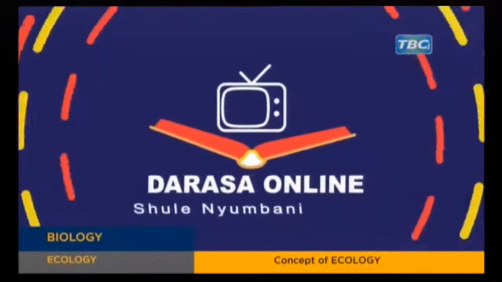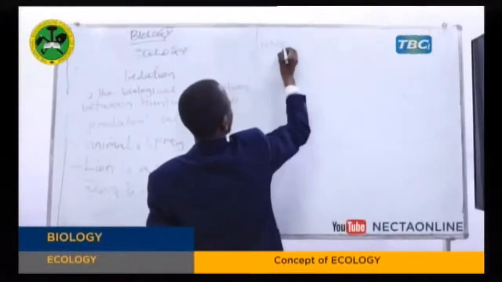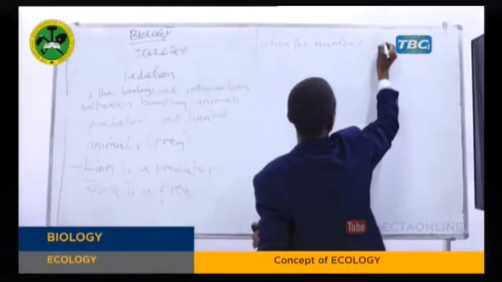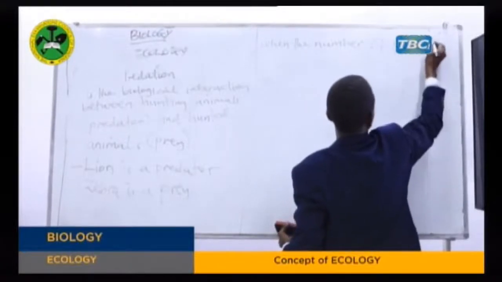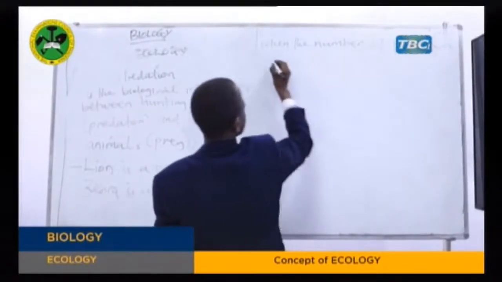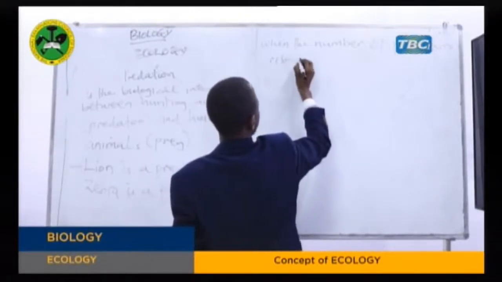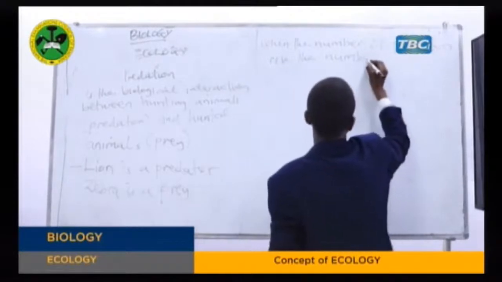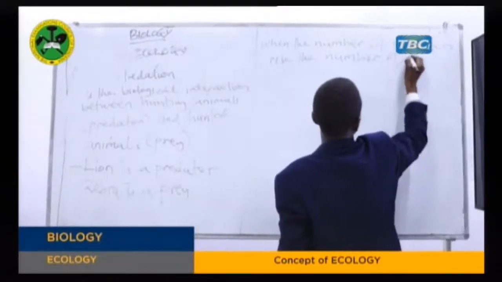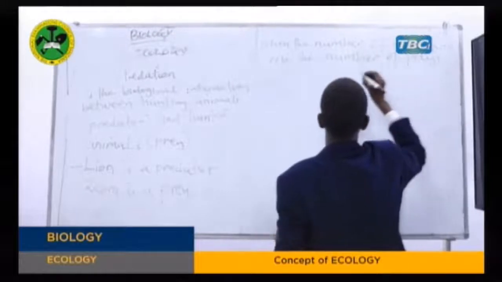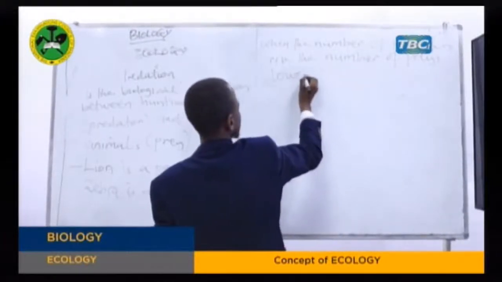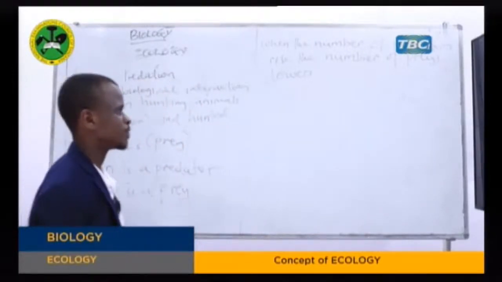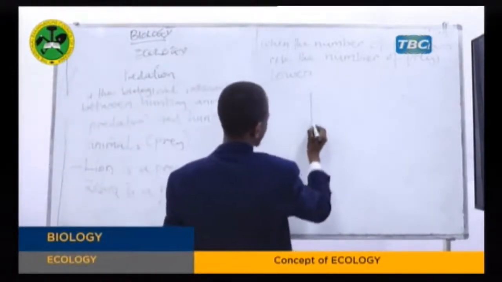When the number of predators rises in the ecosystem, the number of prey lowers. Number of prey in the ecosystem lowers. Why? Because the predators will be consuming more of the prey. Take an example, my students.